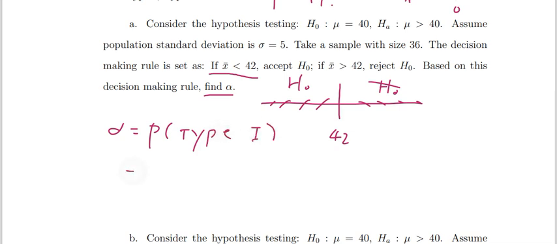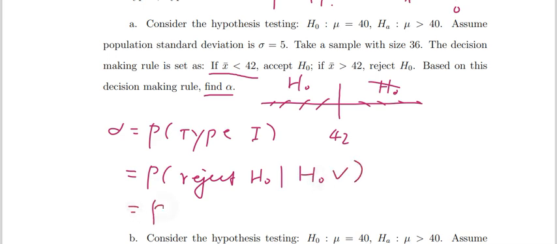So type 1 error is we just reject H0 when H0 is true. So we plug in here. We reject H0 when x bar is larger than 42, right? So when H0 is true, that means when mu equals 40.